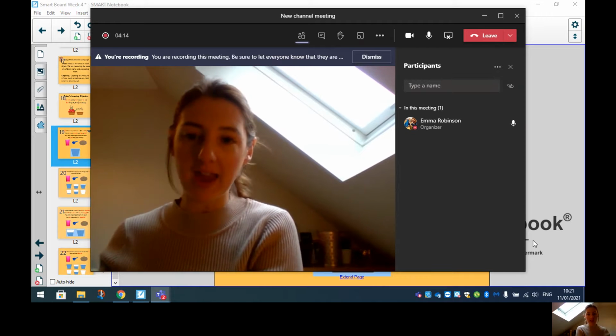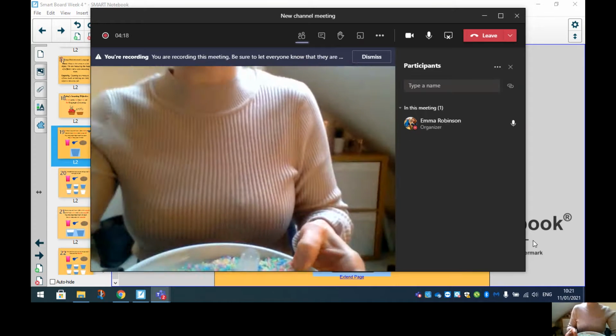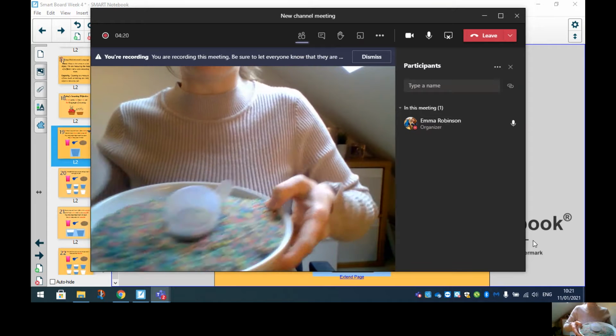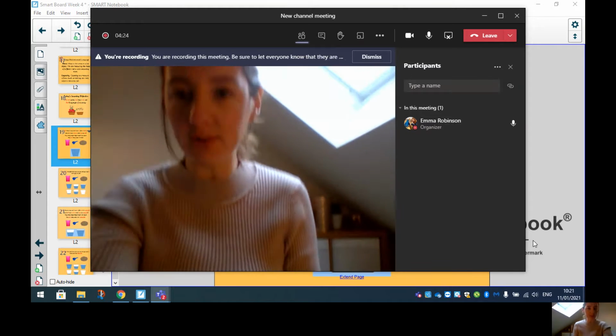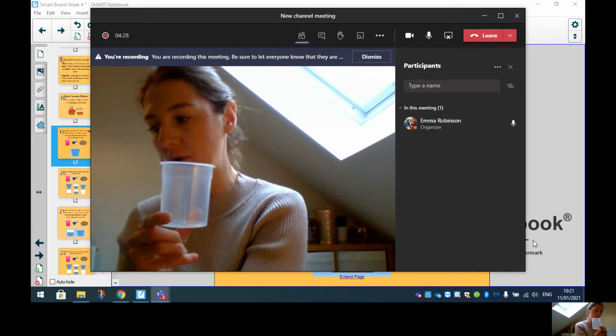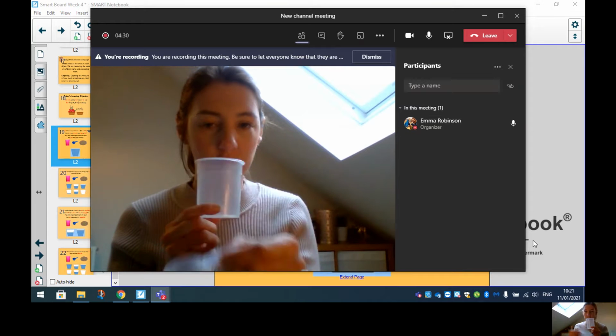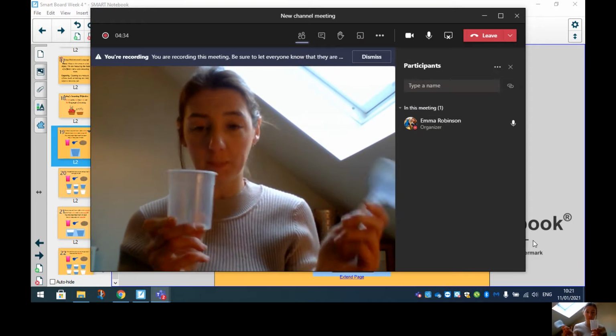I have got some rice here. I don't know if you can see that. Let's have a look. Can you see my rice? There it is. It's all colourful because my little boy likes to play with the rice. So I'm going to see if I can fill my cup. When I fill my cup, I'm going to use a little scoop so I can count how many scoops it takes to make my cup full.